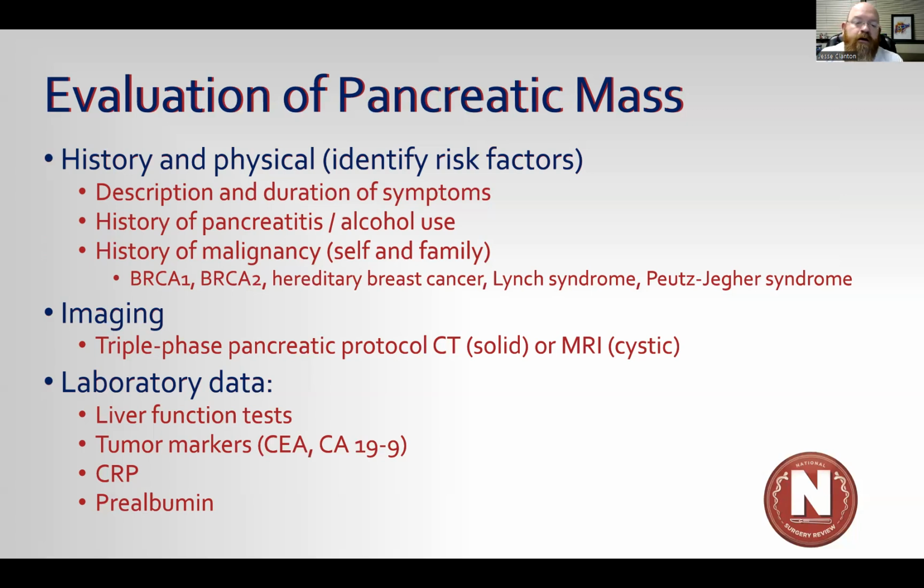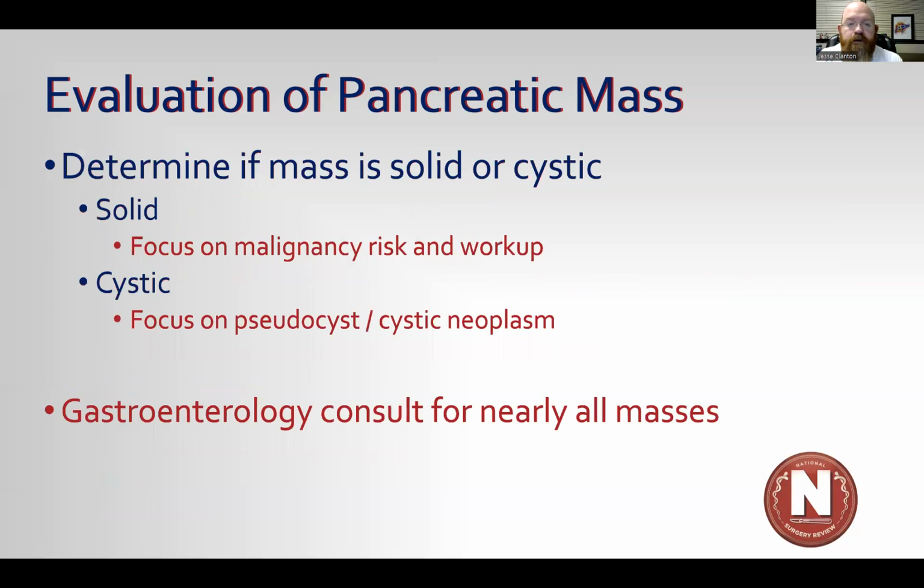I'll also get some laboratory data when I'm evaluating any patient with a pancreatic mass, specifically liver function tests, tumor markers, including CEA and CA19-9. CRP and prealbumin can be helpful as well if you're considering surgical intervention for these patients.